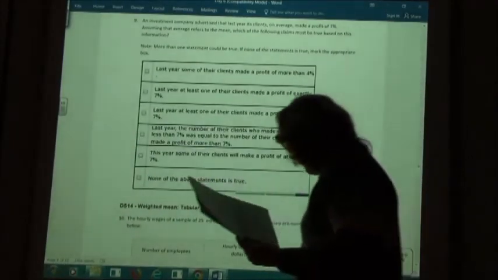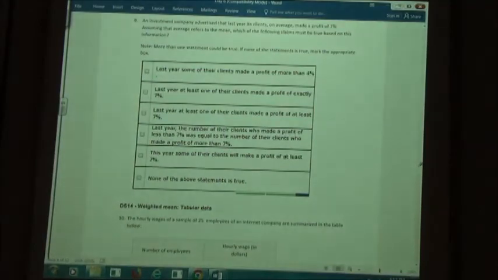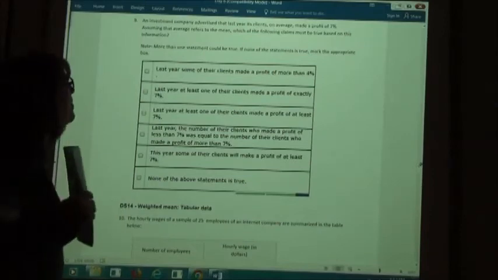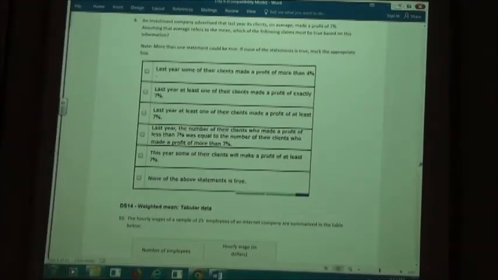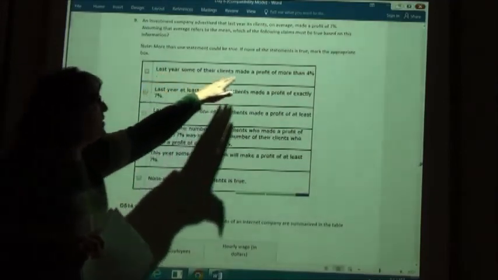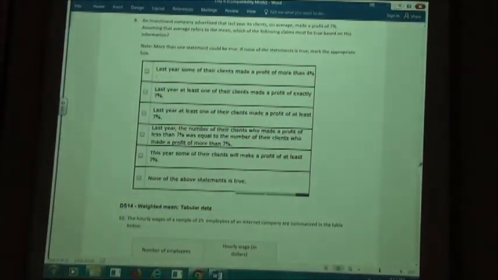Number 9. Assuming an investment company advertised that last year its clients on average made a profit of 7%. Assuming that average refers to mean, which of the following claims must be true based on this information? So, last year, some of the clients made a profit of more than 4%. That's true. Since we know the average was 7% last year, some people have to make more than 4%. Otherwise, the average couldn't be at 7%.